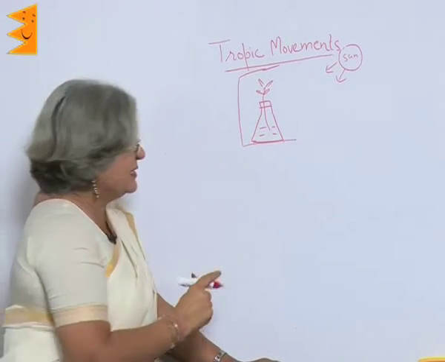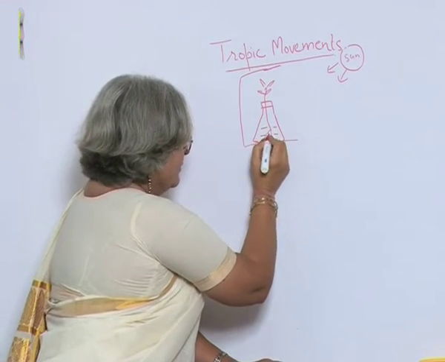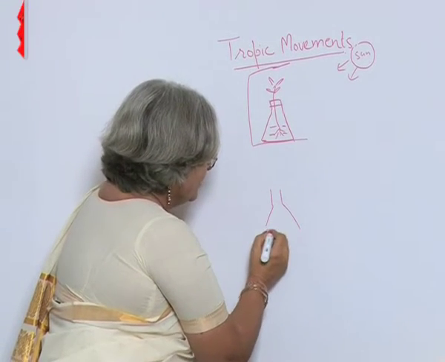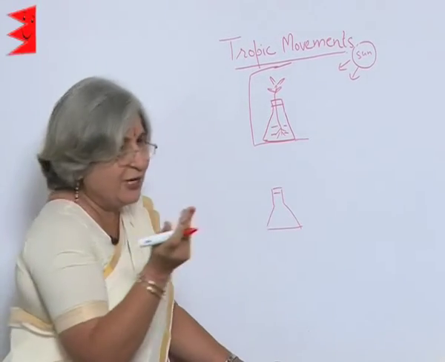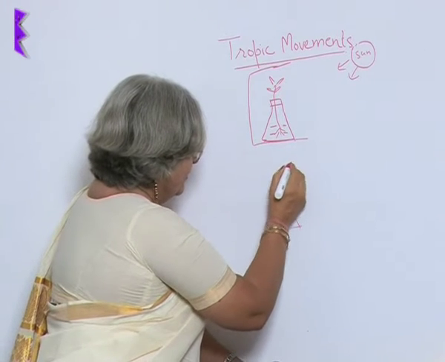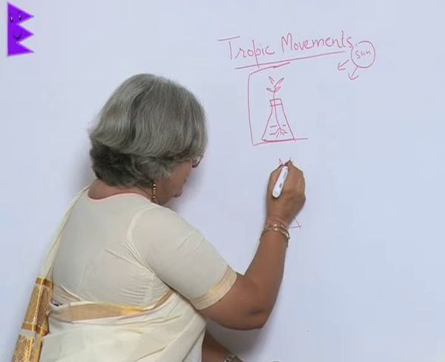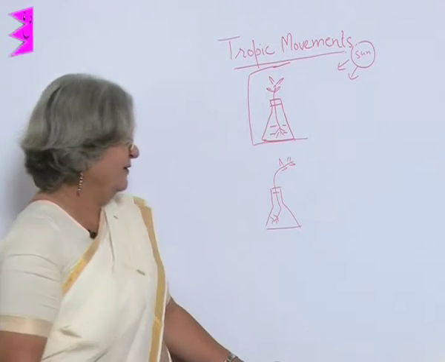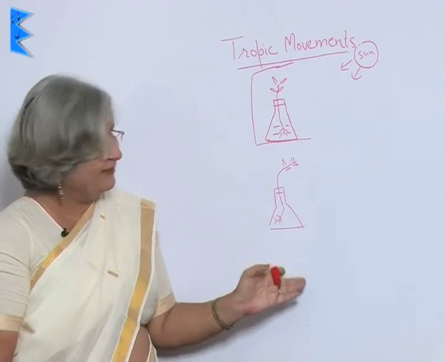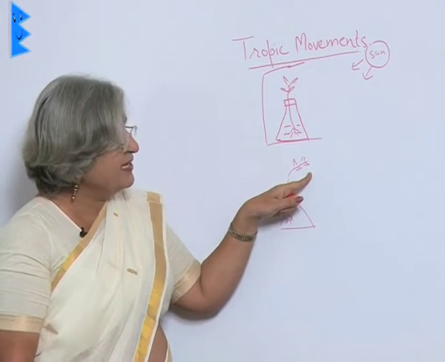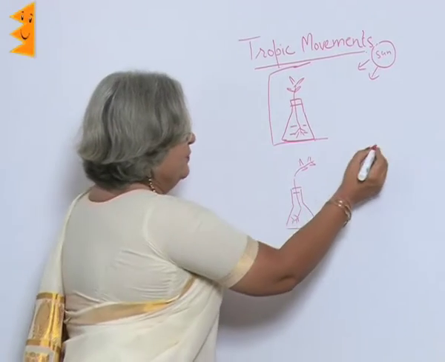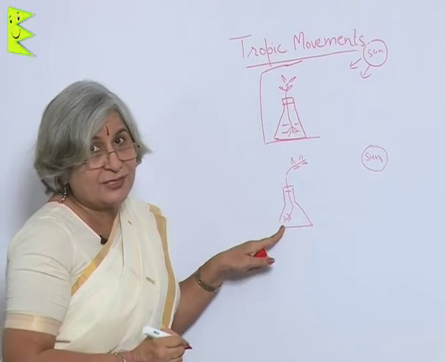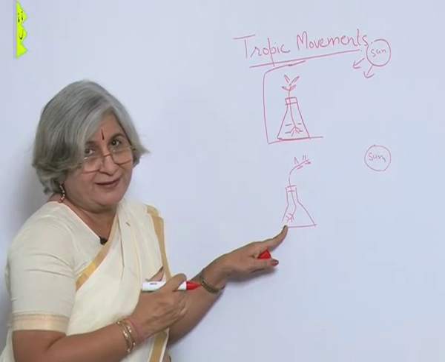After 2-3 days, what will you find? That there is a change. Now let's see what is the change. Can you make out the change? See, where is stem growing? Towards sun. And the roots, they are moving away.